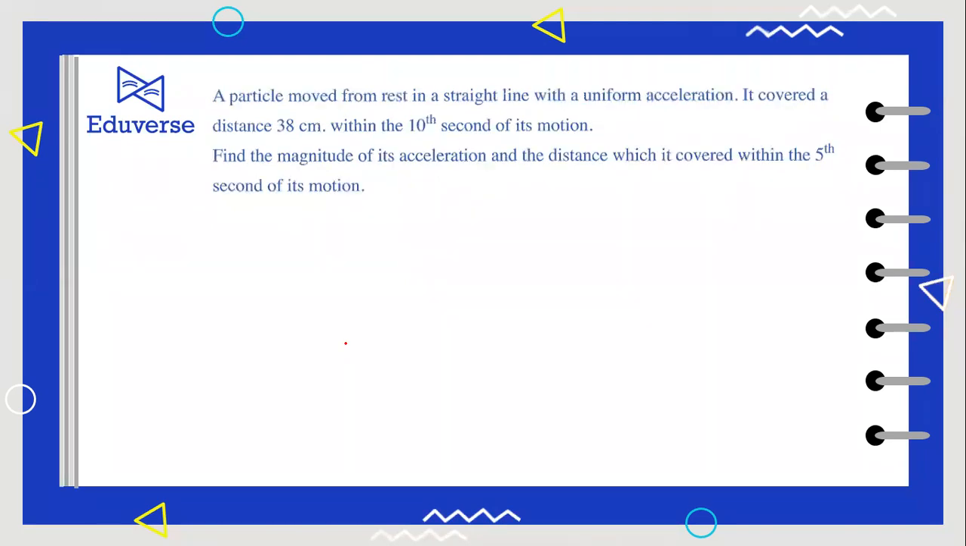Next one, a particle moved from rest. From rest means v naught equals 0, in a straight line with a uniform acceleration. Okay, it covered a distance of 38 centimeters within the 10th second. That means distance at 10 seconds minus distance at the previous 9 seconds is 38. That's the first rule. Find the magnitude of acceleration, and the distance covered in the 5th second. I want the distance at the 5th second, meaning S5 minus S4, equal what?